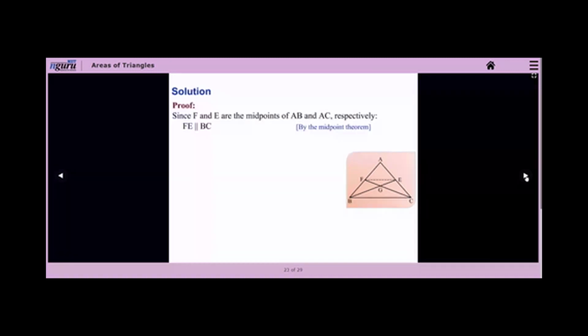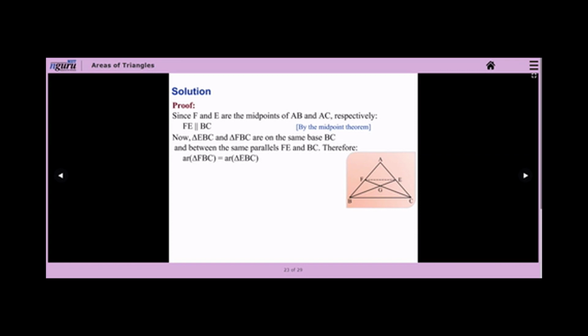Using all this, we can prove. Proof. Since F and E are the midpoints of AB and AC, FE is parallel to BC by the midpoint theorem. Now triangles EBC and FBC are on the same base BC and between the same parallels FE and BC. Therefore, the area of the triangle FBC is equal to the area of the triangle EBC. Subtract the area of the triangle GBC from both sides. We get that the area of the triangle FGB is equal to the area of the triangle EGC. Denote this as equation 1.